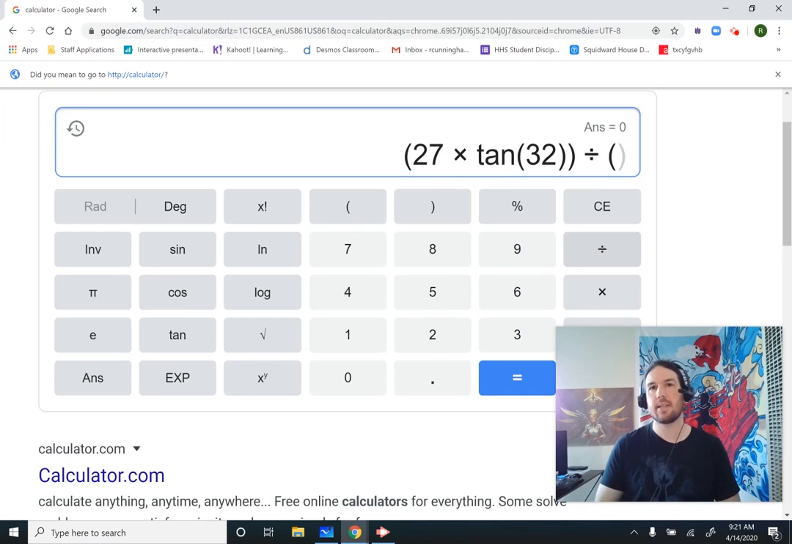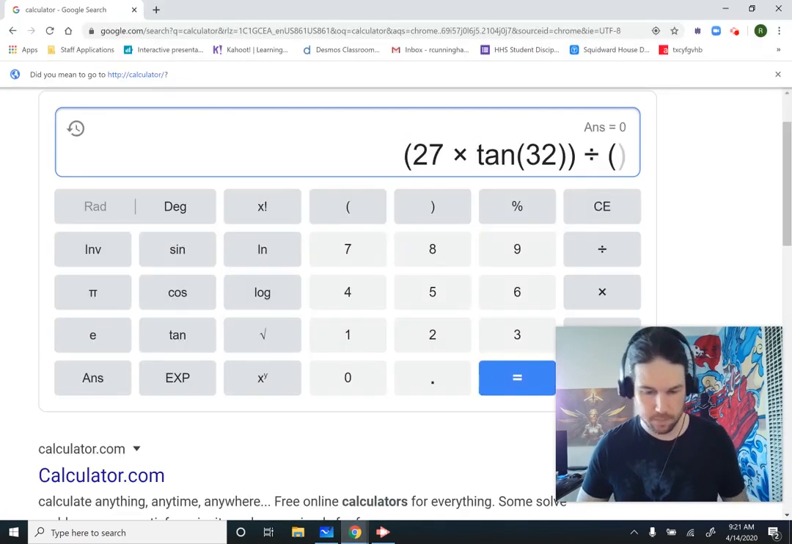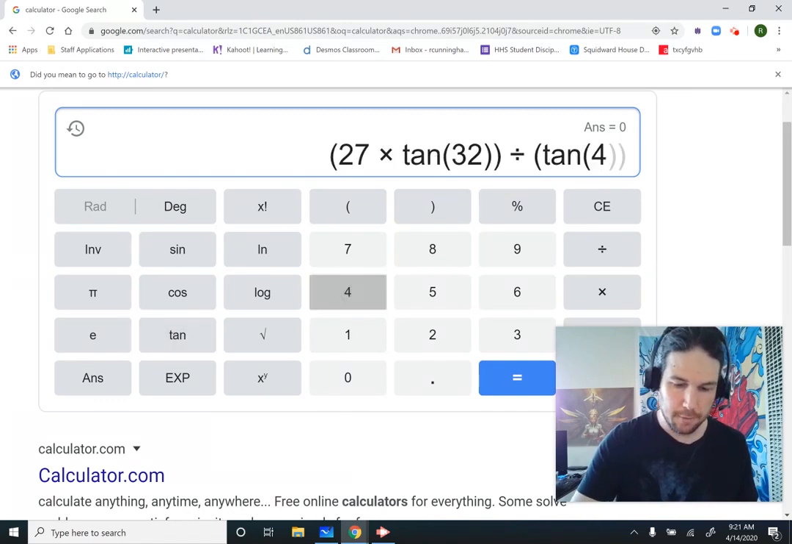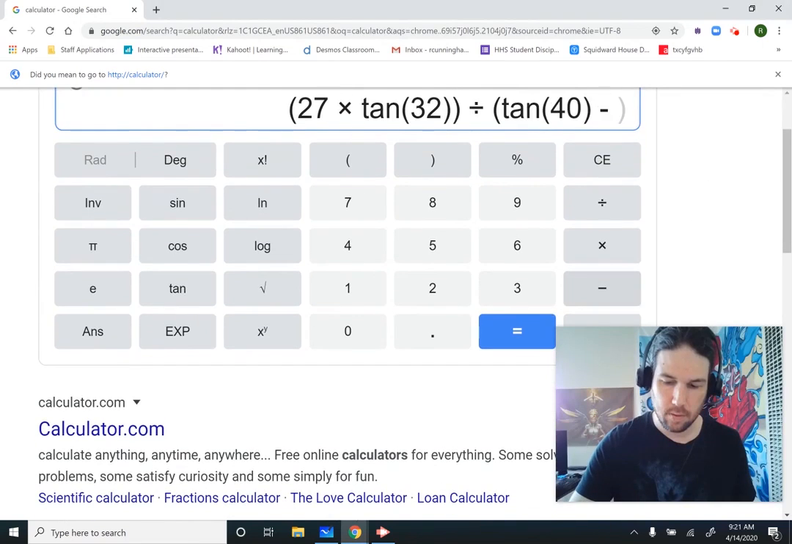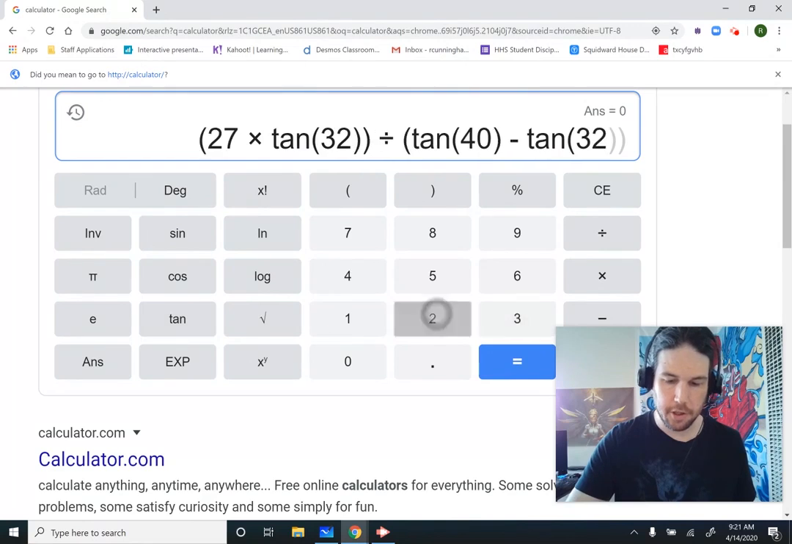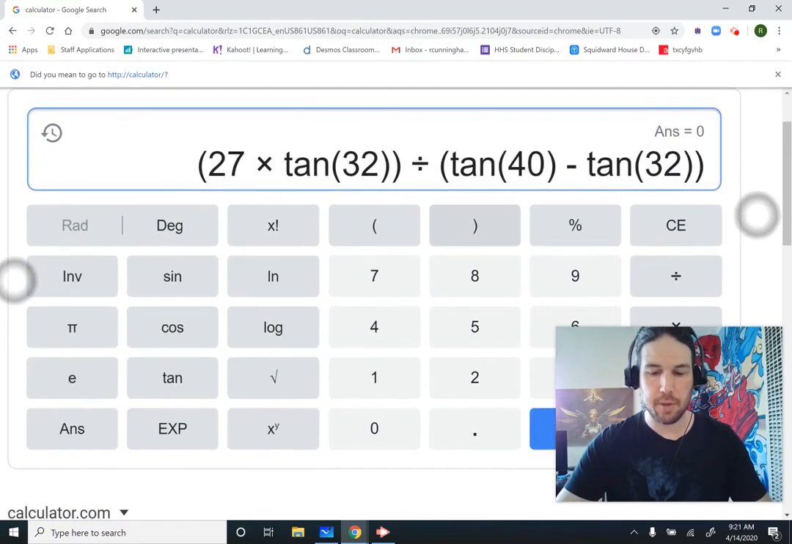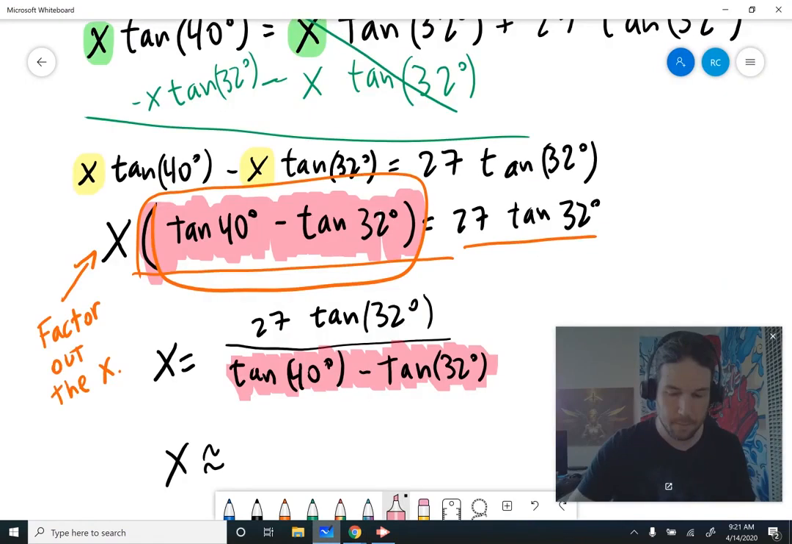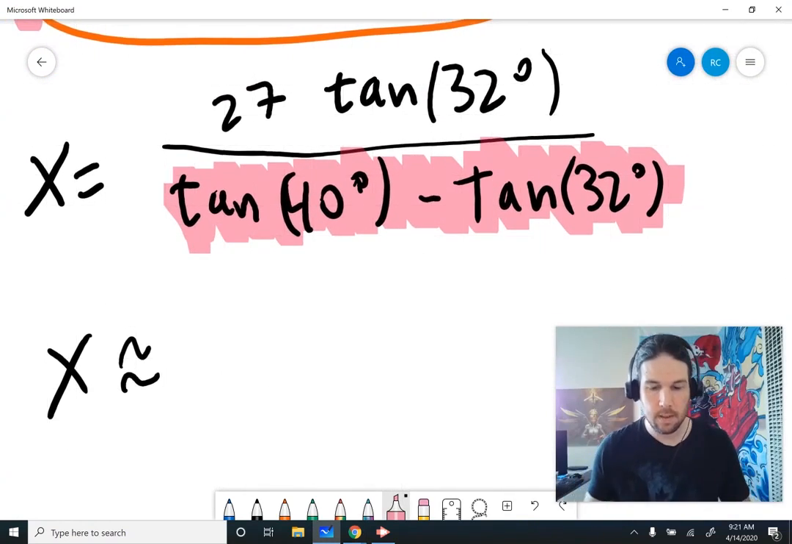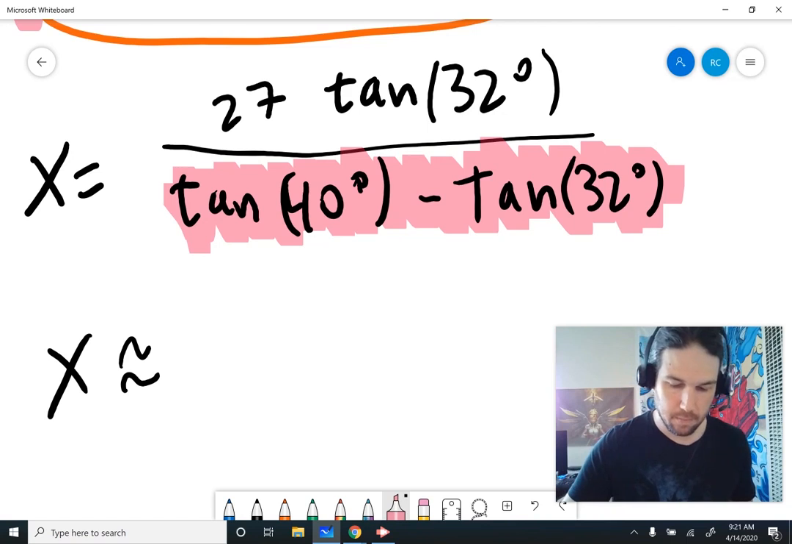If I was doing this on a regular calculator, I would probably do it step by step, one step at a time. So it was, checking again, tangent 40 minus tangent 32. Tangent 40, end parentheses, minus tangent 32, end parentheses, end parentheses. So I'm going to stop for a second and make sure you understand why this is what it is. We're taking 27 times tangent of 32, that's the top. And we're dividing it by tangent of 40 degrees minus tangent of 32 degrees.